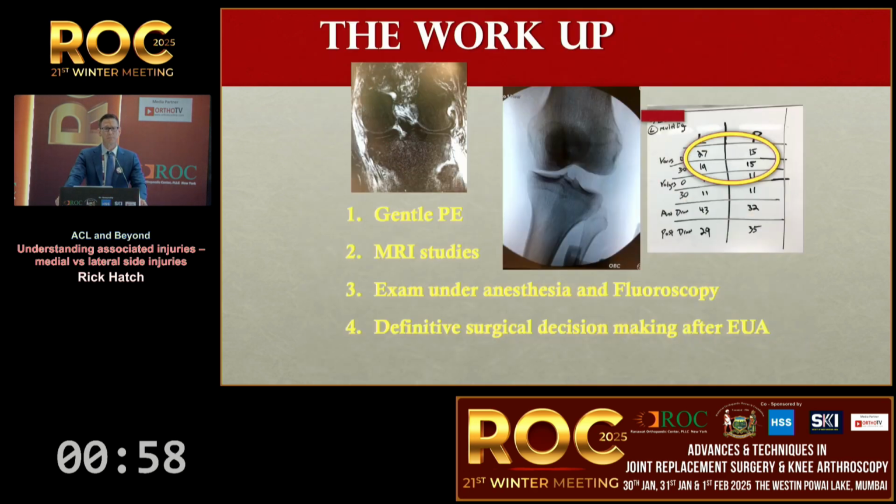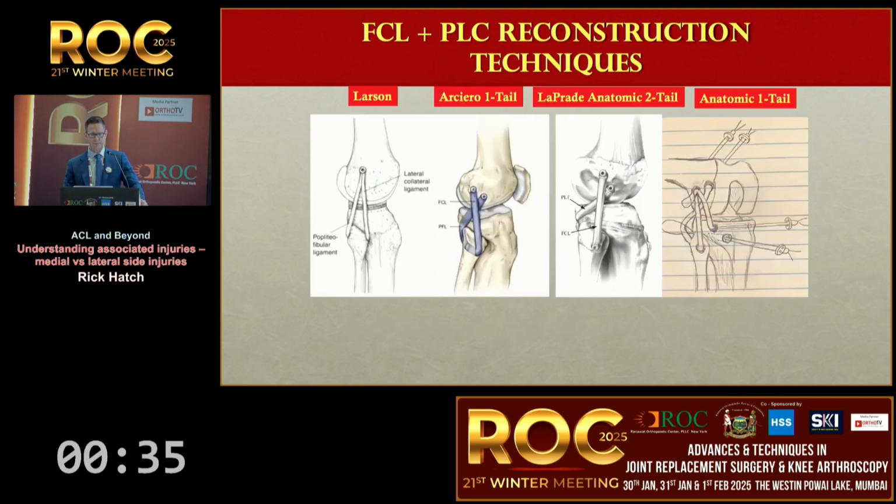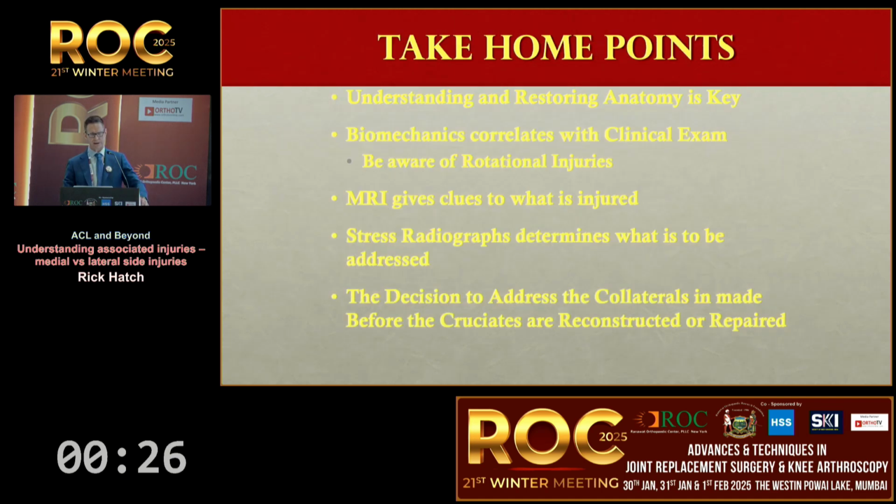So when I do the workup for this, it's really a general physical examination in the clinic. I look at the MRIs, and this gives me an idea of what's been injured, but it's really under anesthesia that I'm fluoroscopically comparing this to the contralateral extremity. And this is where the definitive surgical decision-making occurs, based on what it looks like when compared to the contralateral extremity. I'm in favor, and I'll talk about this a little later, of using a single tail anatomic reconstruction, which is essentially a Laprade reconstruction with one single graft limb.